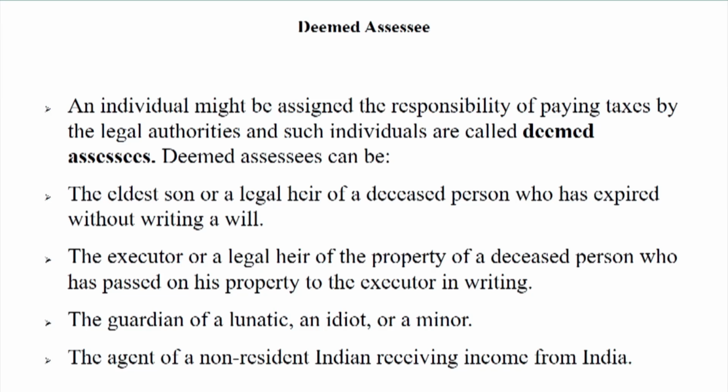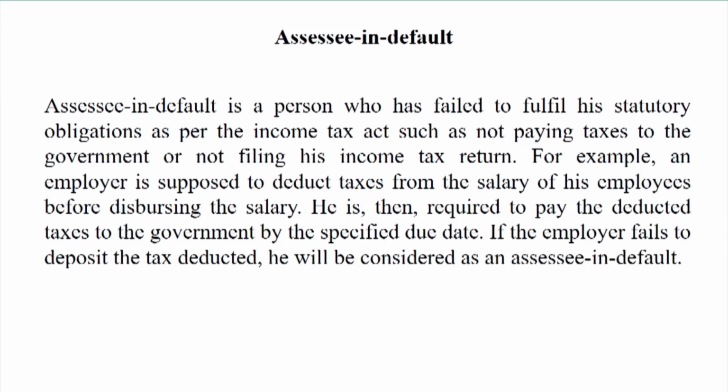The guardian of the lunatic or an idiot or a minor are examples of the deemed assessee. The agent of the non-resident Indian receiving income from India is also an example of the deemed assessee. Assessee in default, मैंने बात किया वो assessee जो अपने टैक्स को समय से पे न करे, अपने ITR को इन टाइम फाइल न करे, is an example of the assessee in default.